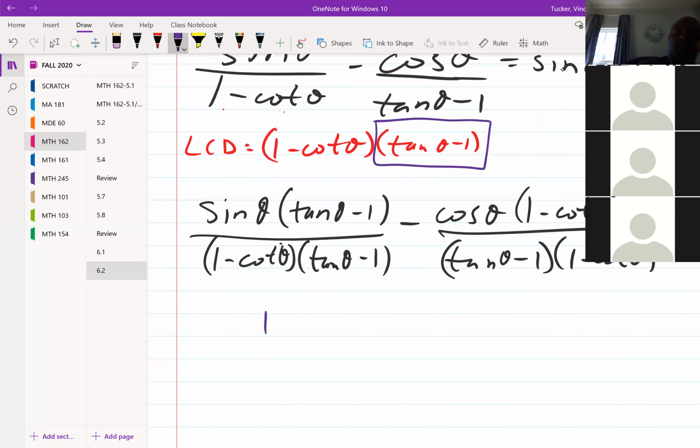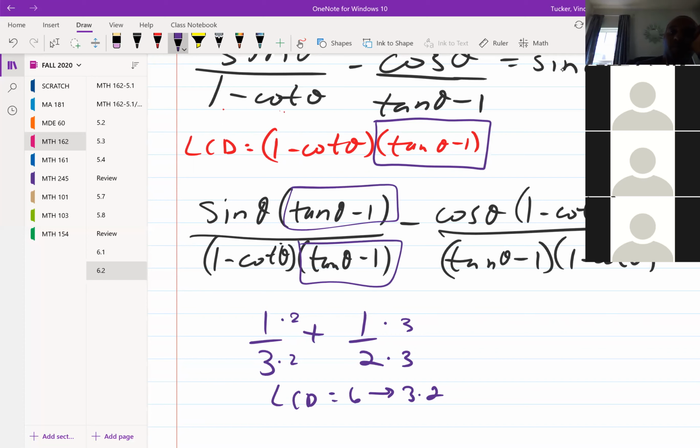Same thing as if I had one third plus one over two, and I decide that my LCD is six. Six is a combination of just three times two. So I already have three in my first denominator, so I have to multiply both top and bottom by two in order to get that denominator, and then I multiply both top and bottom here by three. And so that's what I did here. I multiplied top and bottom by tan theta minus one, and in the other one, I multiplied top and bottom by one minus cotangent theta. Okay, thank you.